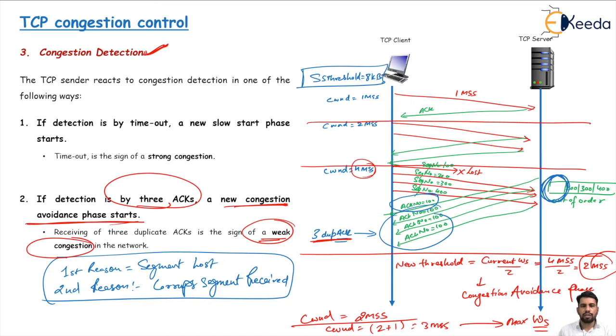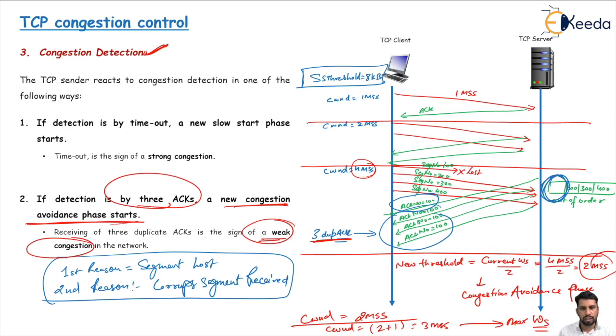The second congestion detection method is three duplicate acknowledgements. If a segment is lost from the congestion window, the receiver sends an acknowledgement for the expected segment, accepts all the out of order segments in the buffer, and sends acknowledgements for the lost or corrupted segment. When the sender receives three duplicate acknowledgements, it means they passed through the network and were received successfully by the sender. This is the sign of weak congestion in the network.